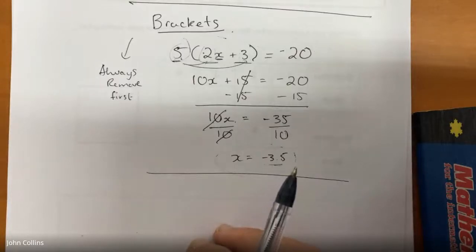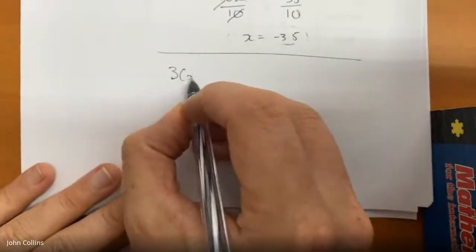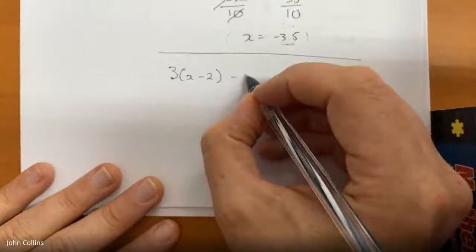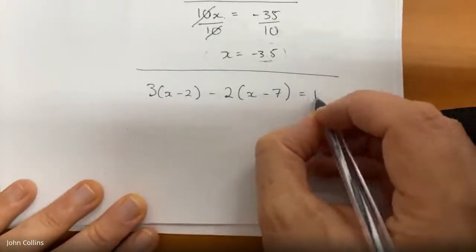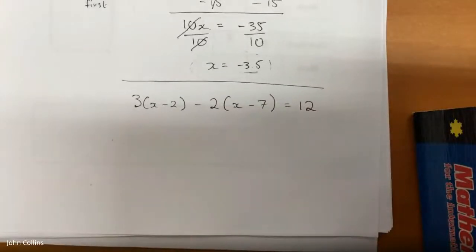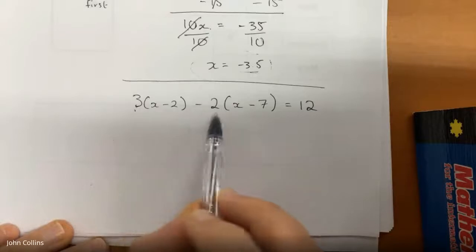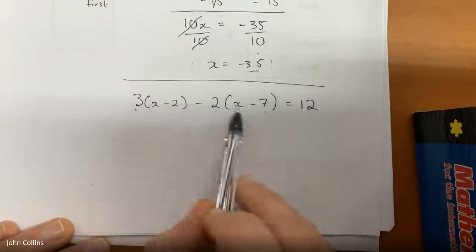What happens if we have more than one bracket? So we're left with something like 3 times x minus 2, minus 2 times x minus 7, equals 12. Okay, I can't guess this one really, but I definitely can multiply out the brackets first. How many numbers do I need to get rid of? Well, I count 1, 2, 3, 4 different numbers, and there so happens to be 2 x's. There's an x here and an x there.